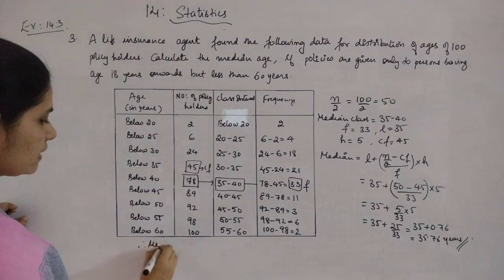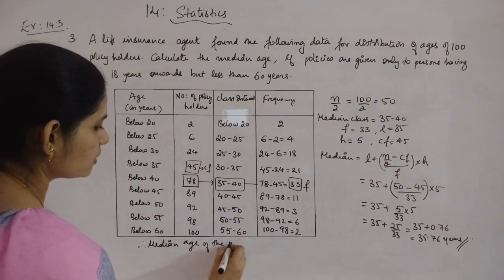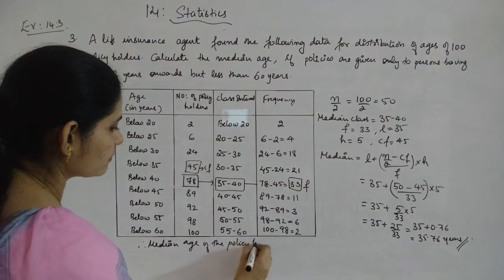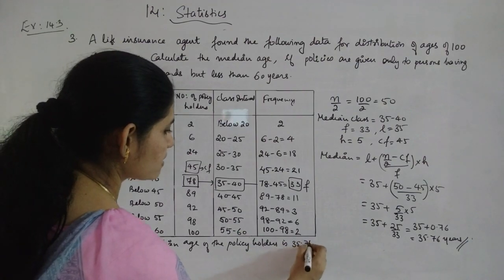Therefore, the median age of the policy holders is 35.76 years.